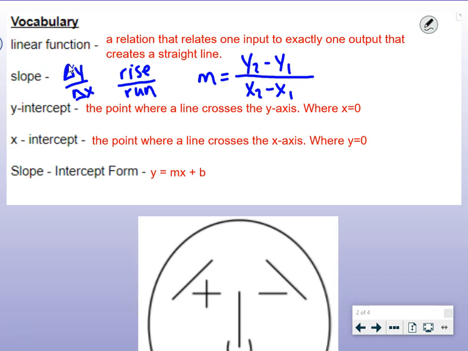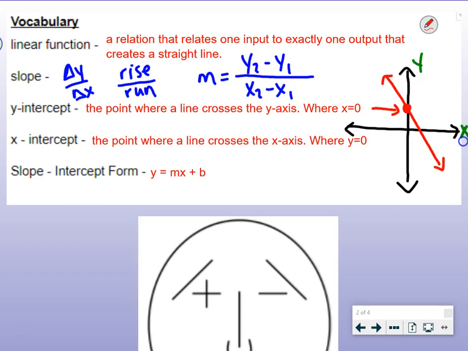So if we think about a coordinate plane, we have our y-axis and our x-axis. If this was the line on the graph, the y-intercept would be this point right here. And at that point, x equals 0. Your coordinate point would be 0, and then some coordinate for y, wherever it's crossing the y-axis.